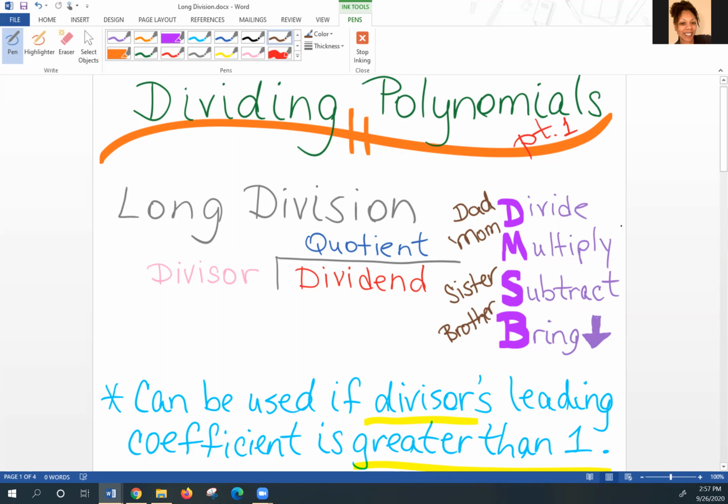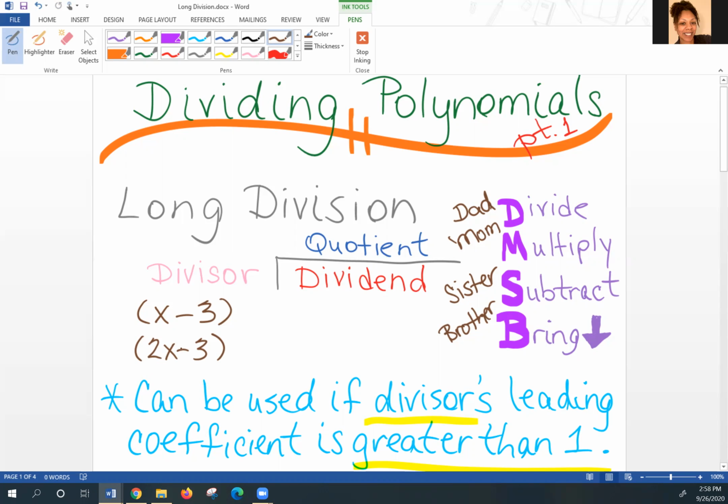All right, so another thing you want to pay attention to is your divisor's leading coefficient, especially in this case, because again, we're referring to polynomials. So if I have x minus 3, my leading coefficient is a 1. But when I'm using long division, I can also take a divisor that has a leading coefficient that's greater than 1, which in this case just happens to be 2, but it can be anything that's bigger than 1.